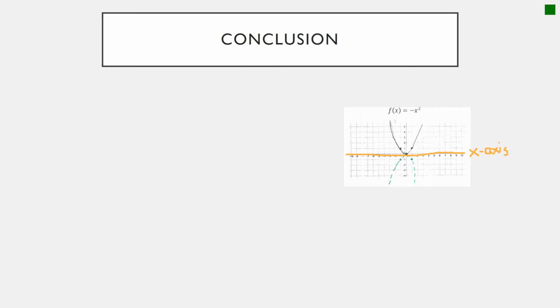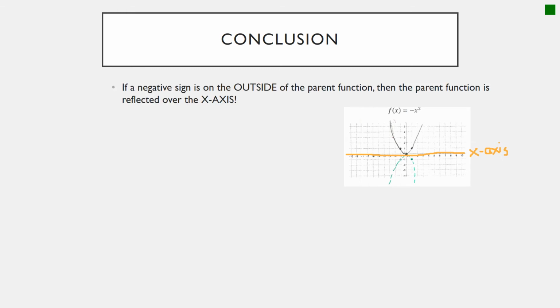We have a way to reflect these parent functions. So conclusion: if a negative sign is on the outside of the parent function, then the parent function is reflected over that x-axis. Let's think about what happened to domain and range.